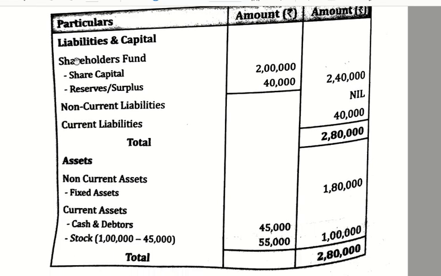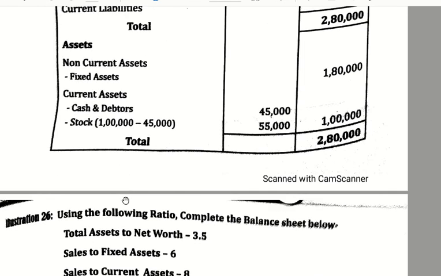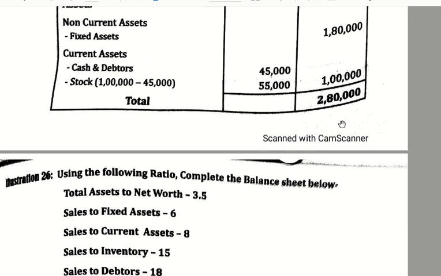So if you put the things in your balance sheet, we get share capital to be 2 lakh, reserves and surplus to be 40,000. Therefore total is 2,40,000. Non-current liability is nil. Current liability we have 40,000. Under non-current assets we have fixed assets to be 1,80,000. Under current assets we have cash and debtors to be 45,000, stock to be 55,000. Therefore it is 1 lakh. Therefore your total assets and liabilities is 2,80,000.